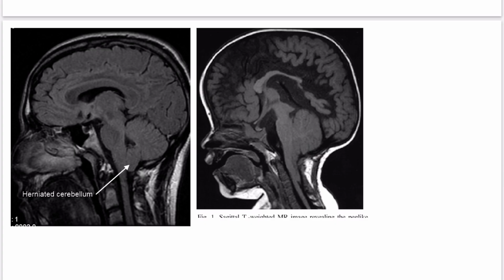Then we have next posterior fossa malformation. Look at here. There is herniation of the cerebellum, uncal herniation. On the other hand, look at the second image, image B. It looks like as if the entire brain parenchyma is sliding down. This is Arnold-Chiari type 2. So both are Arnold-Chiari. In type 1, you see that there is just uncal herniation, Arnold-Chiari type 1.